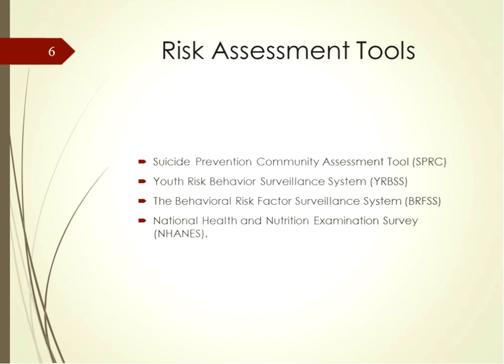Risk factor systems are used throughout the United States and may be local, regional, or national in scope. Specific risk assessment tools exist for specific health issues, such as the Suicide Prevention Community Assessment Tool. This addresses general community information, prevention networks, and the demographics of the target population and community assets and risk factors. Other risk assessment tools include the Youth Risk Behavior Surveillance System, the Behavioral Risk Factor Surveillance System, and the National Health and Nutrition Examination Survey.